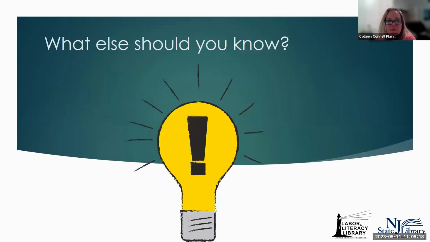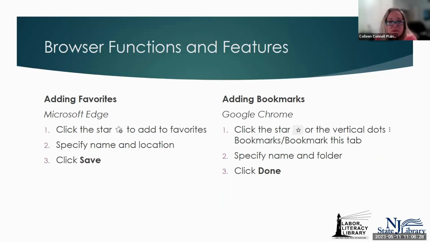Okay, so what else should you know? We're just going to go over a few more important things that you should know about searching the web. Browsers, functions and features. Browsers allow you to keep a list of favorites or frequently used websites. Bookmarking your favorites allows your web browser to save the URL of a site that you want to remember and will access frequently.